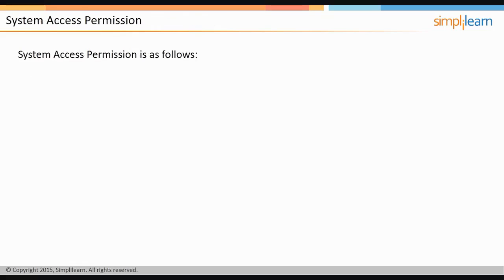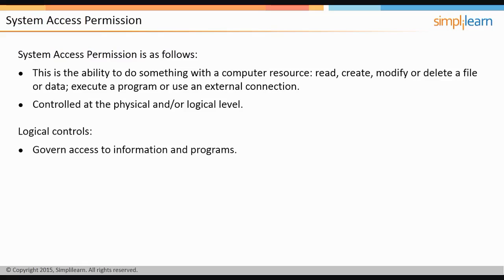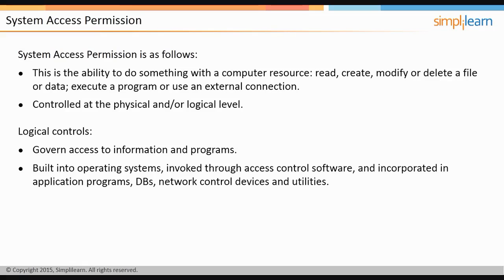System access permission is the ability to do something with a computer resource: read, create, modify, or delete a file or data, execute a program, or use an external connection. It is controlled at the physical and/or logical level. Logical controls govern access to information and programs. They are built into operating systems, invoked through access control software, and incorporated in application programs, DBs, network control devices, and utilities. Let us continue discussing system access permissions in the next screen.